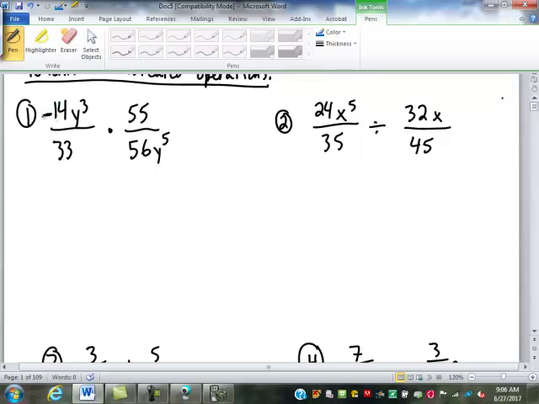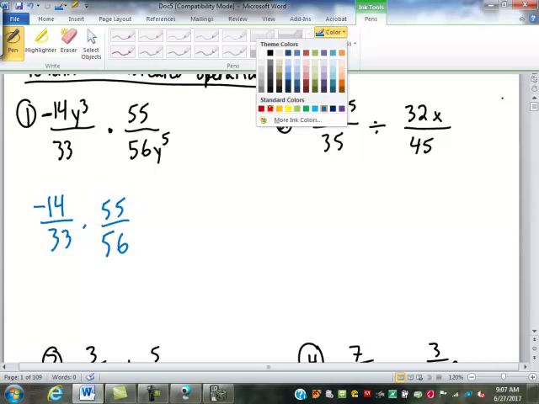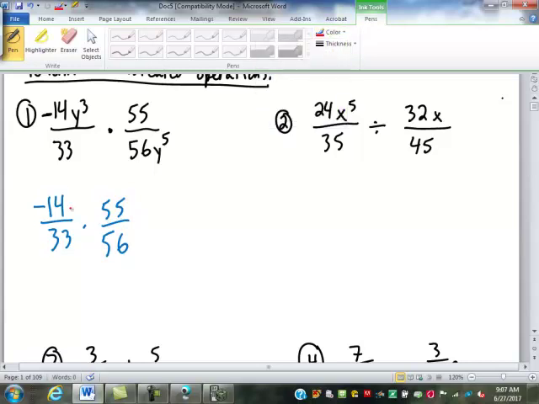we didn't do any examples yesterday with negatives in them, but it really doesn't affect the calculation much. What I'm going to do is this. I'm going to pull out the numbers so I can cross cancel. We did one example yesterday like this. So both the 14 and 56 divide by what number? 7. Good. Negative 14 divided by 7 is negative 2.